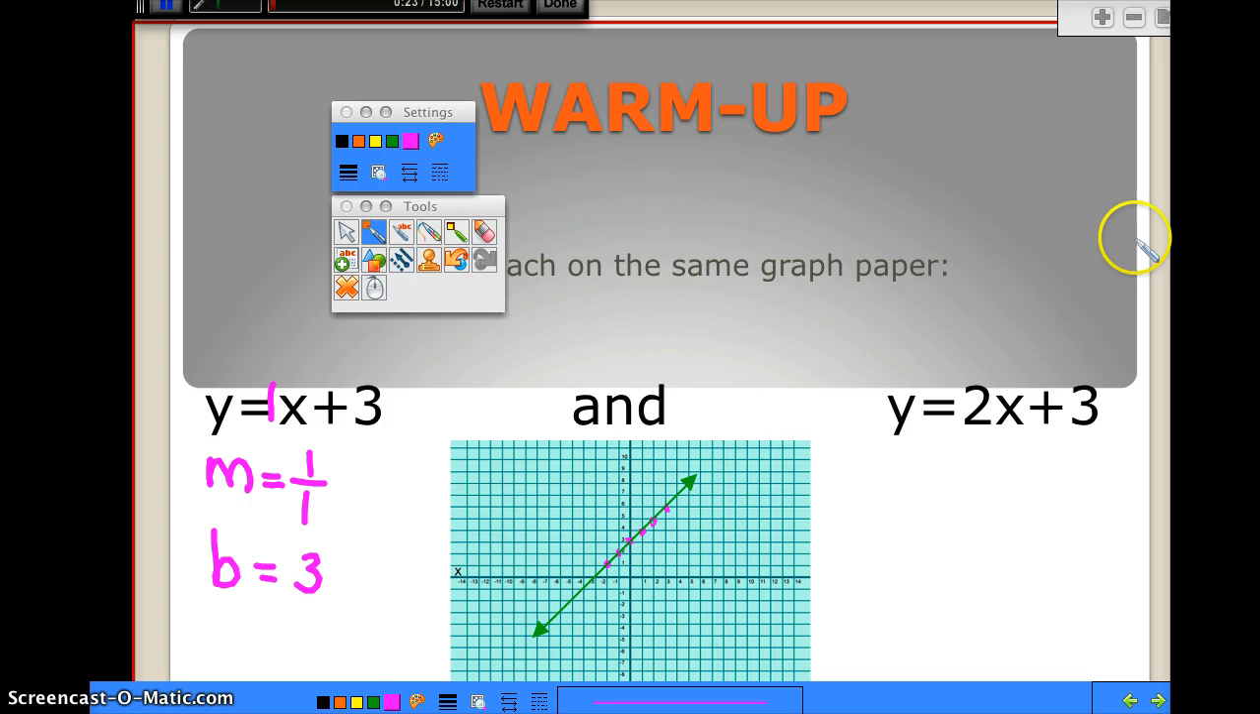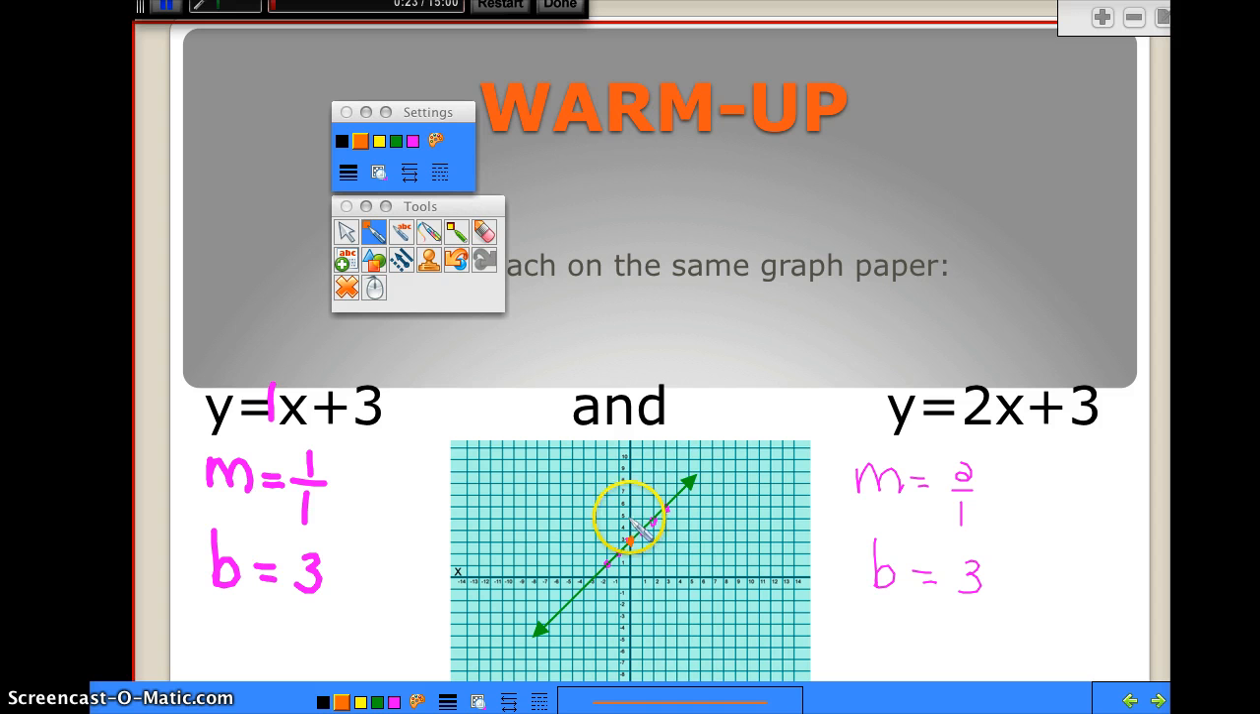And then we're going to graph the second one. This one's in y equals mx plus b. So m is equal to 2 over 1, and the y-intercept b is equal to 3. Let's go ahead and graph those, starting at 3 on the y-axis, which actually intersects at our original line, and then the slope is 2 over 1, which is a positive 2, up to the right 1 because it's positive.